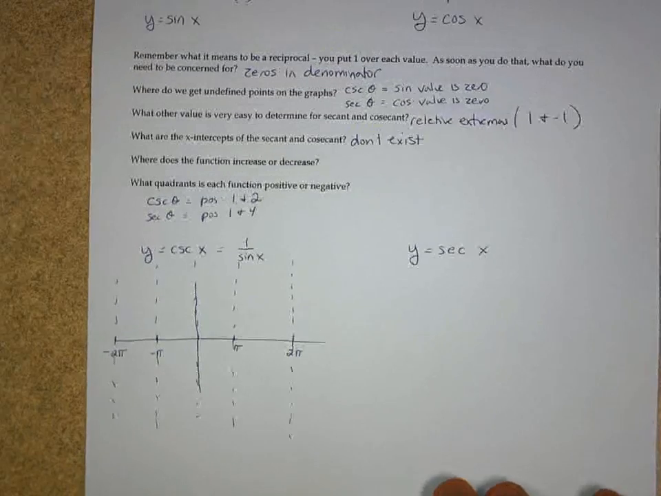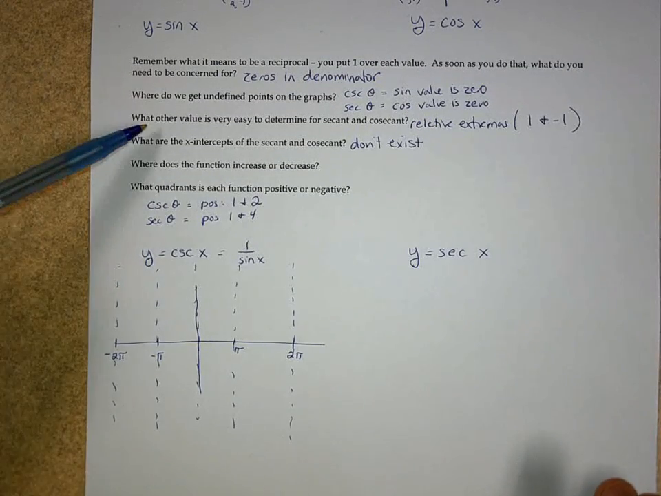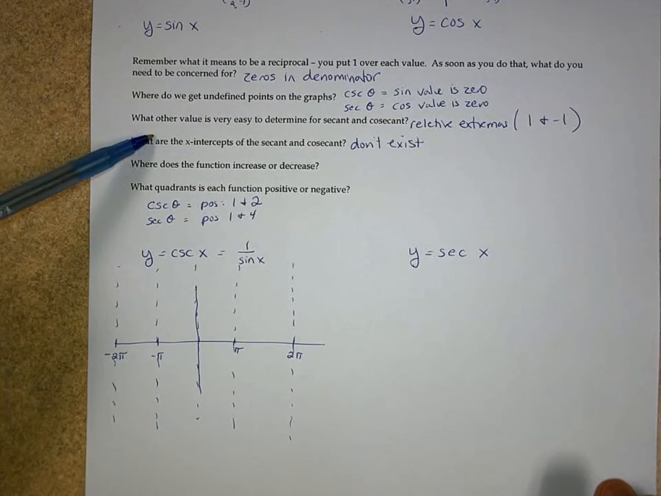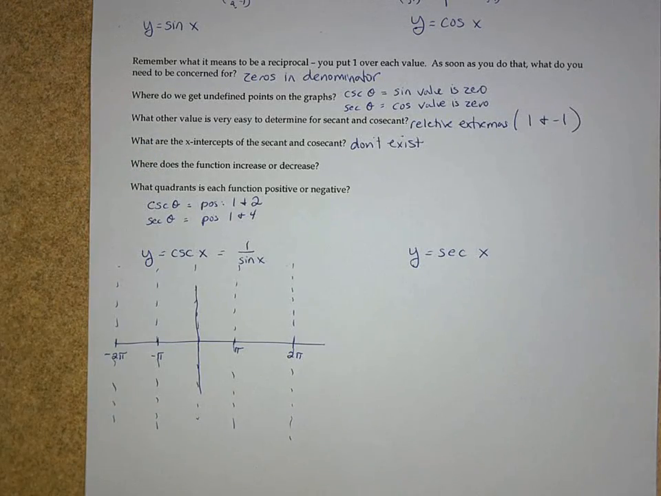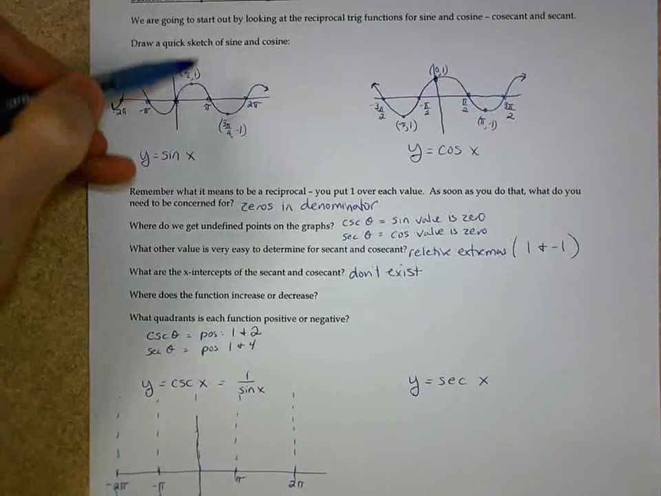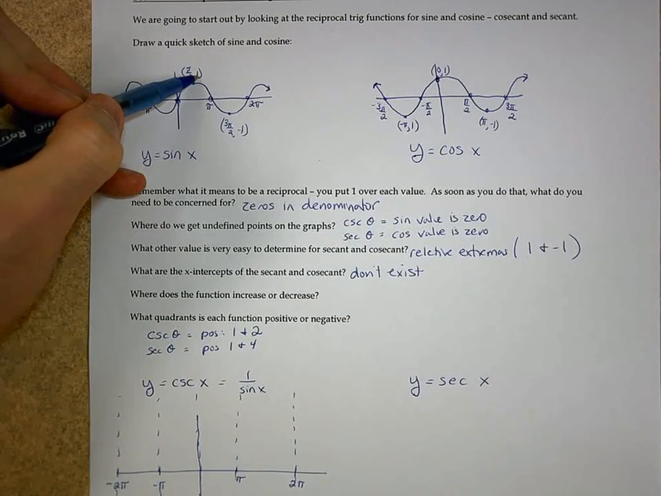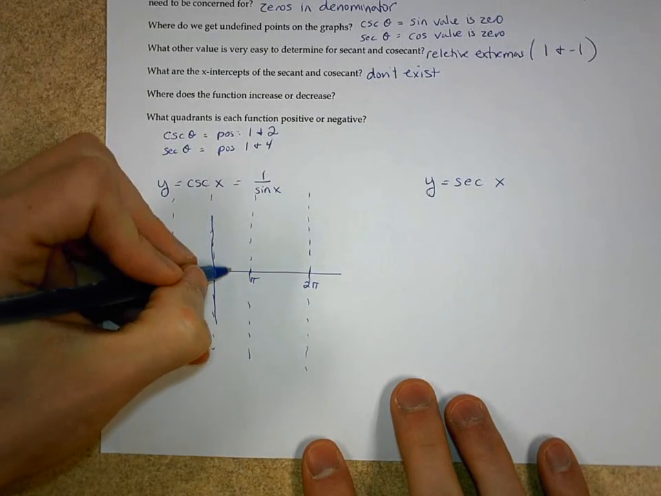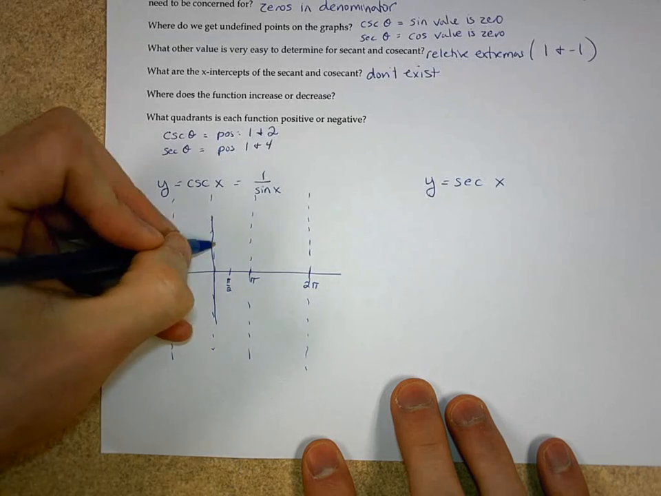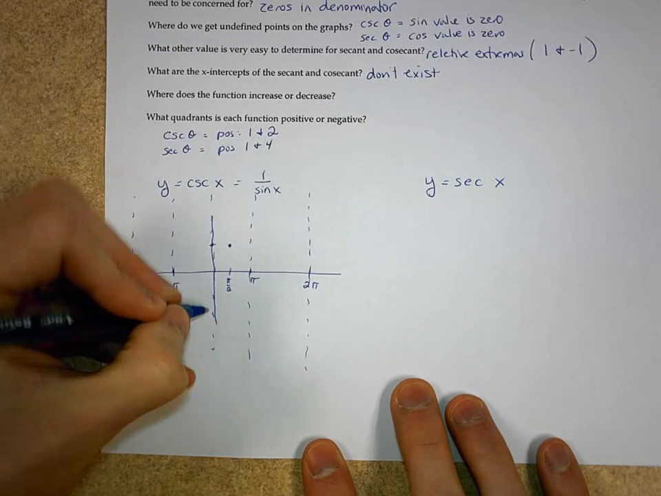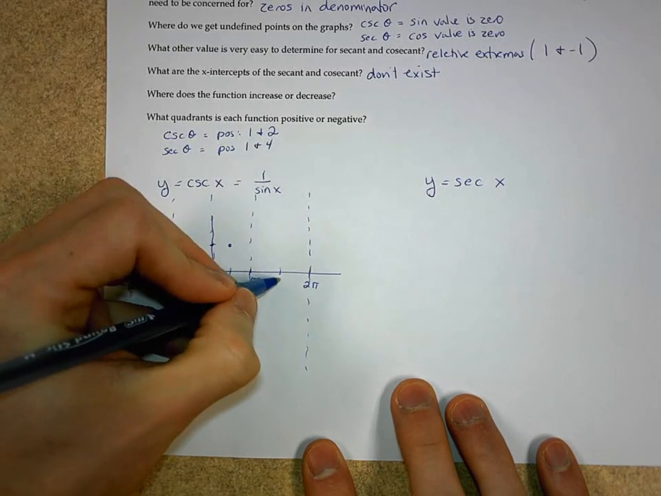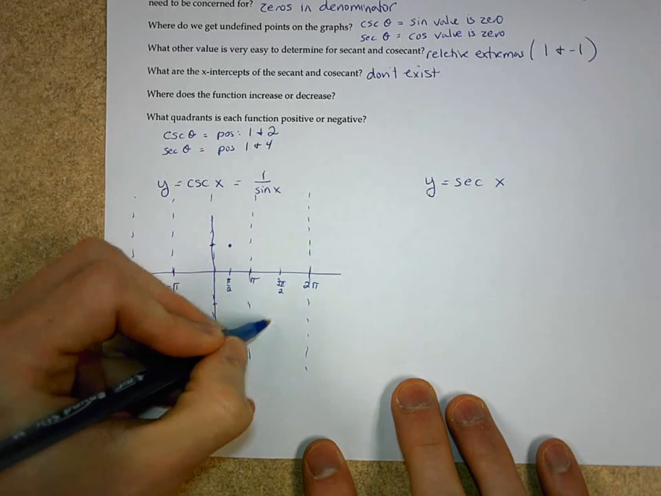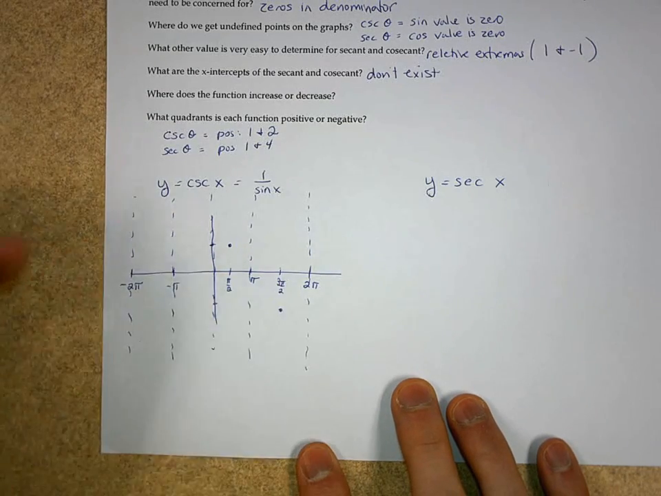So each of these values turn into asymptotes. The next thing I looked at is what other points are really easy to determine for secant and cosecant. And it was the relative extrema. Because if I had a value of 1, the reciprocal was still 1. So if I look back up here, at pi over 2 I had a positive 1. At 3 pi over 2 I had a negative 1. So here at pi over 2, I'll go up to a positive 1. And at 3 pi over 2, I go down to a negative 1.